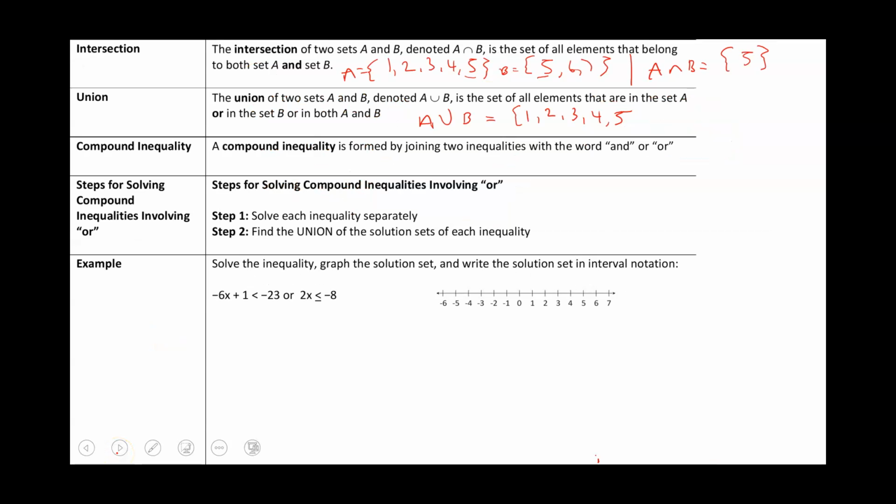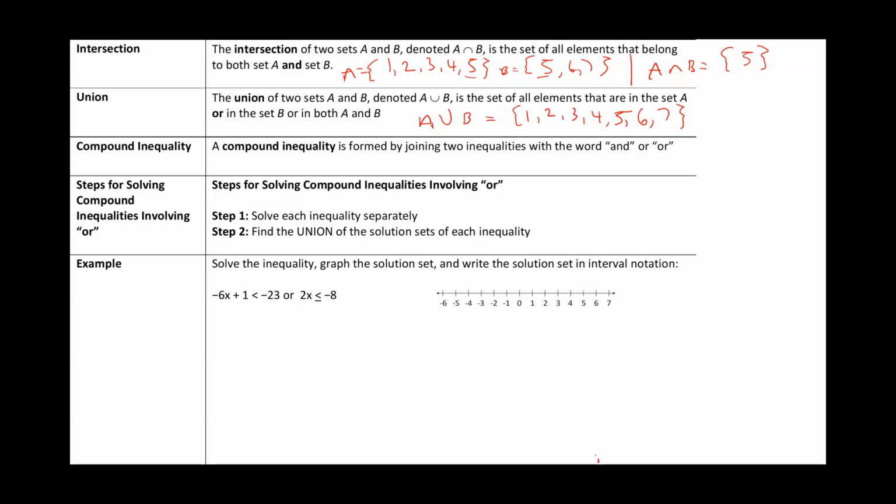Okay, there we go. So we have to include 6 and 7 as well, since A or B means we have to include the elements that are in A or in B. As long as the elements are in one or the other set, we have to include them in our solution. So or, the union, includes all the elements from both sets. The intersection only includes the elements that they both have in common.